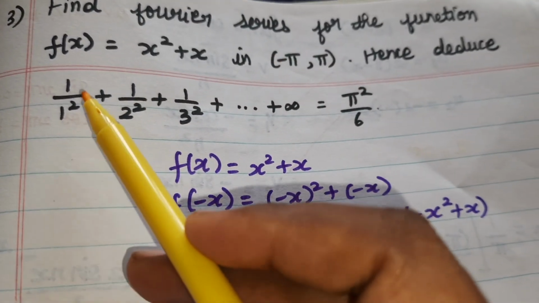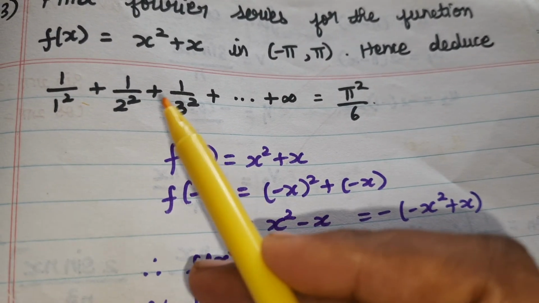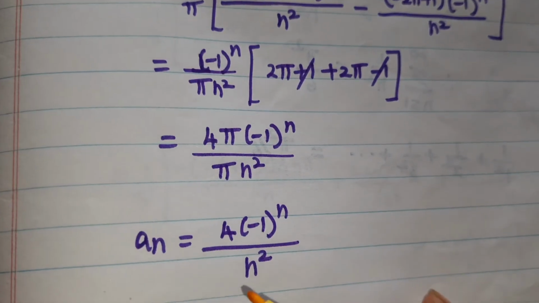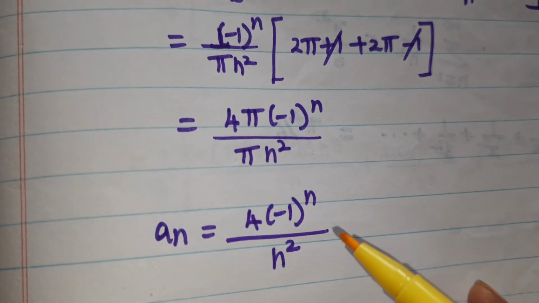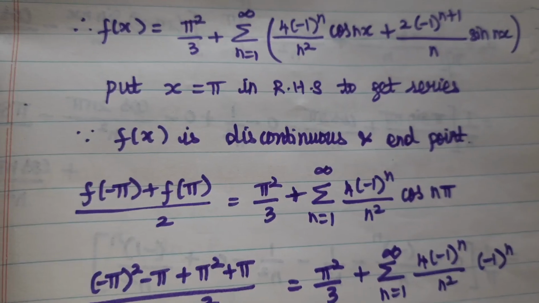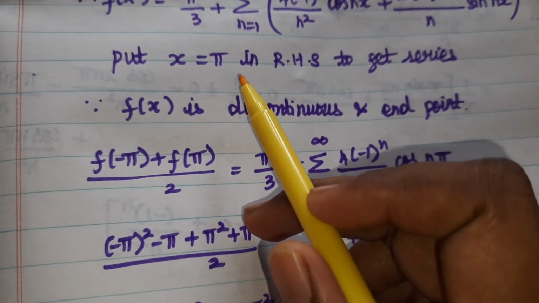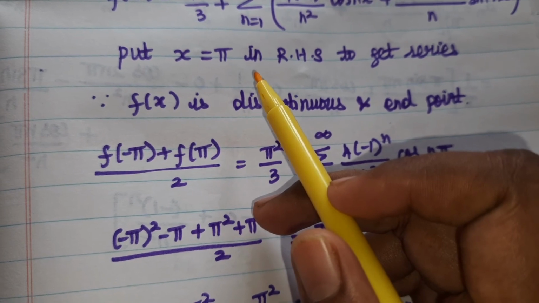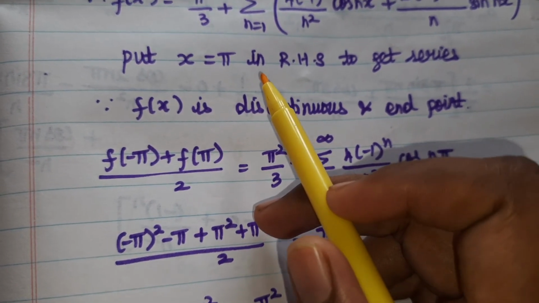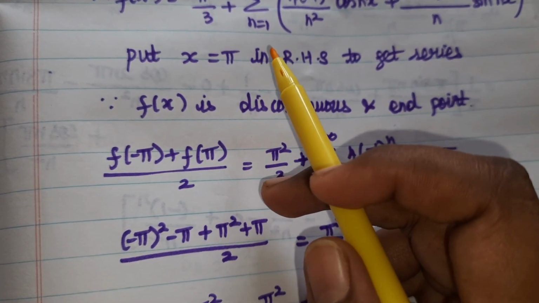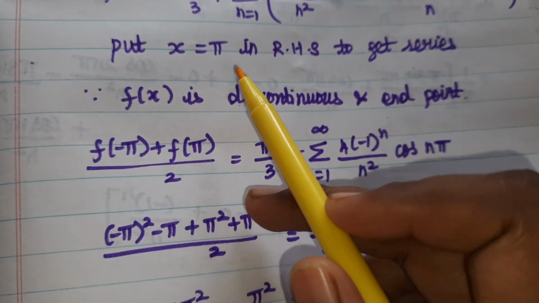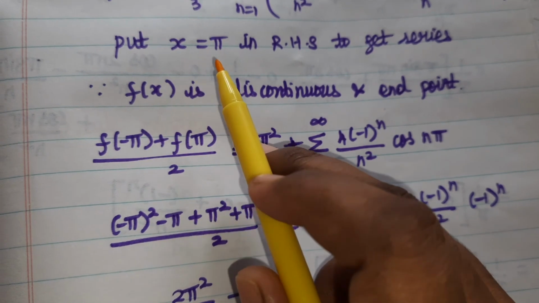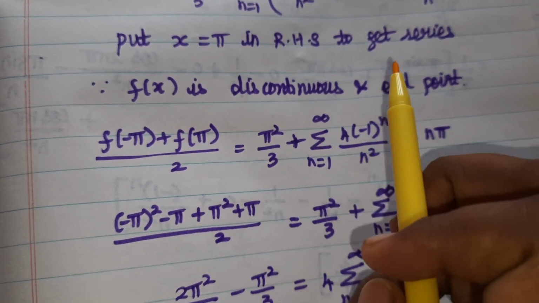Here the series power is 2, so an is again 2. Therefore the series asked in the question is the same. So put x is equal to 0 or pi by 2 or pi in the right hand side. So we have to apply 0, pi by 2 and pi. So here if we substitute pi we get the series. Therefore put x is equal to pi in the right hand side to get the series.